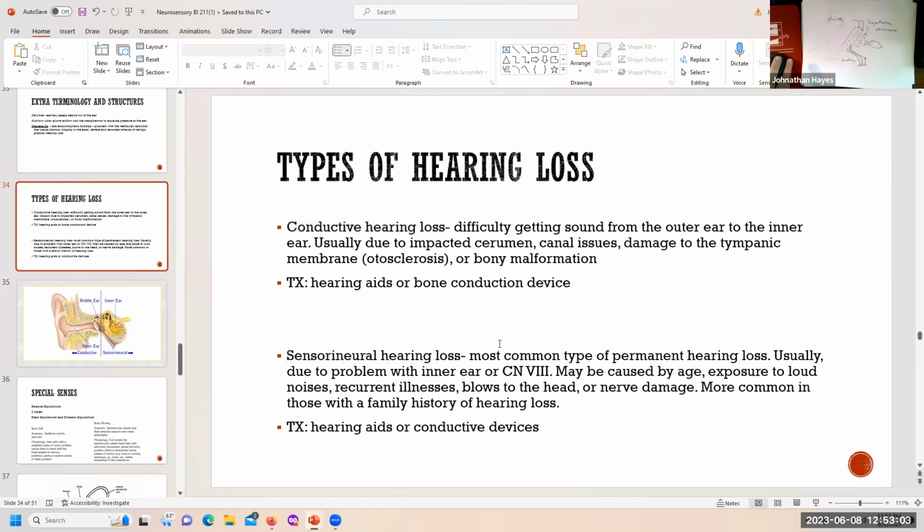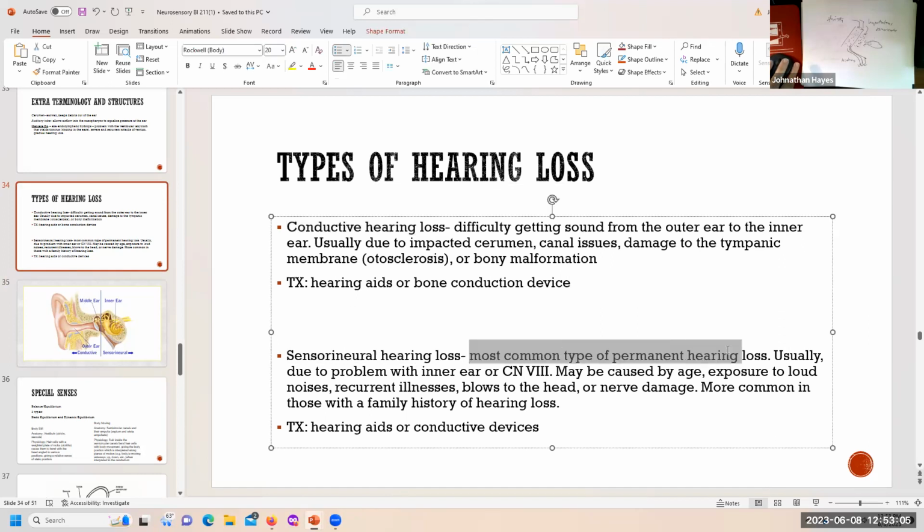And again, there's a most common right here. What's the most common type of permanent hearing loss? Sensory neural hearing loss.